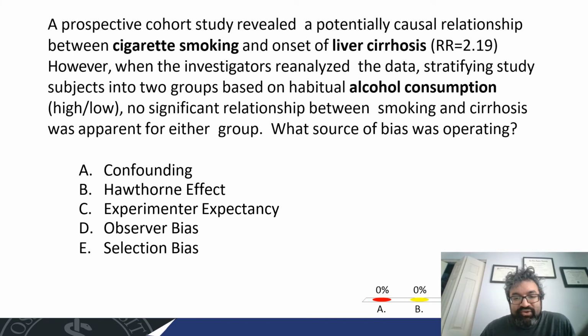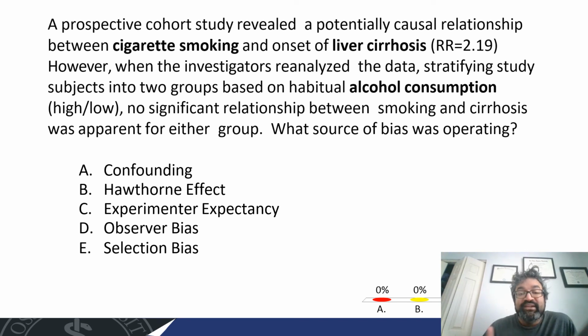Now, in a prospective cohort study, this revealed a potential causal relationship between cigarette smoking and onset of liver cirrhosis, which is great. But when this study was stratified into two groups based on habitual alcohol consumption, no significance was there between smoking and cirrhosis. What source of bias was operating? And if you said confounding, then you were correct.